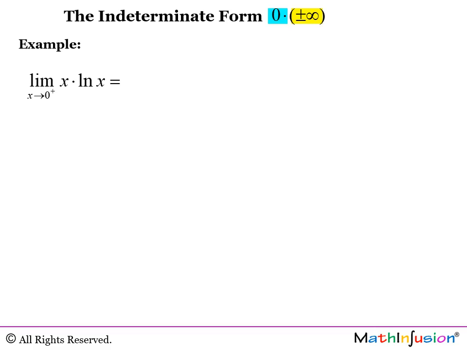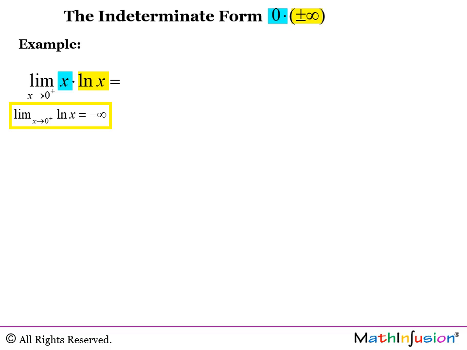The indeterminate form 0 times plus or minus infinity. Example. The limit of x times ln of x when x approaches 0 from the right. I would like to recall that this one is negative infinity when x approaches 0 from the right. And this one is 0 when x approaches 0. Please memorize that the limit of ln x when x approaches 0 from the right equals negative infinity.